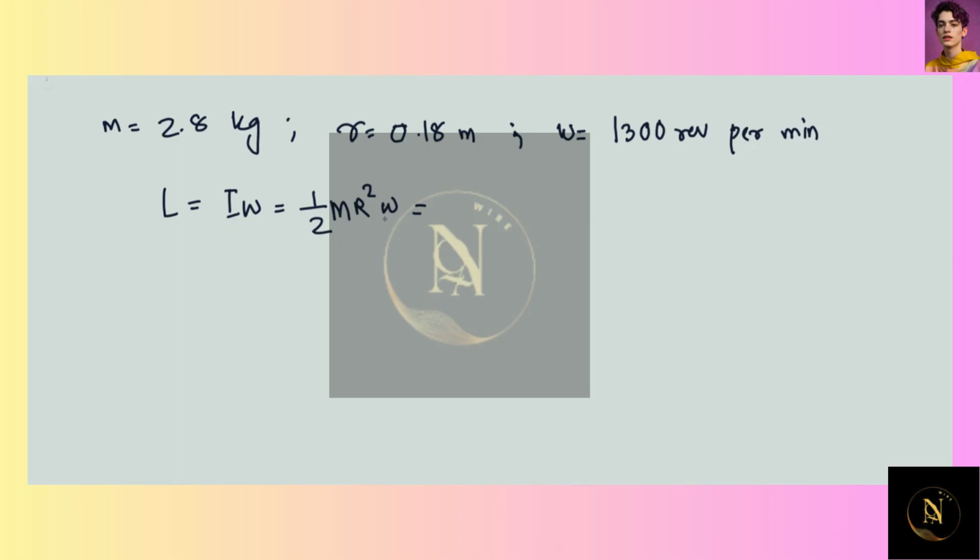Now we will use these values in this equation. So we have half times the mass times radius. I wrote small r here, so these are basically the same. So this is equal to 0.18 meter squared, and omega is given in units of revolutions per minute. So we have to convert it into radians per second now.